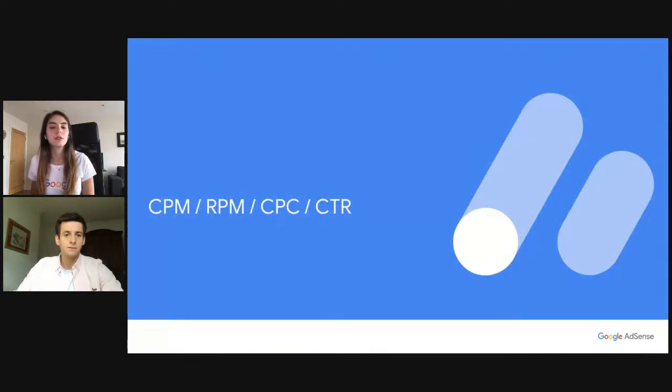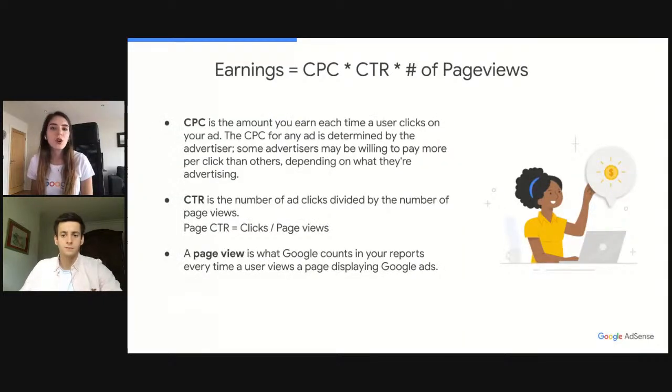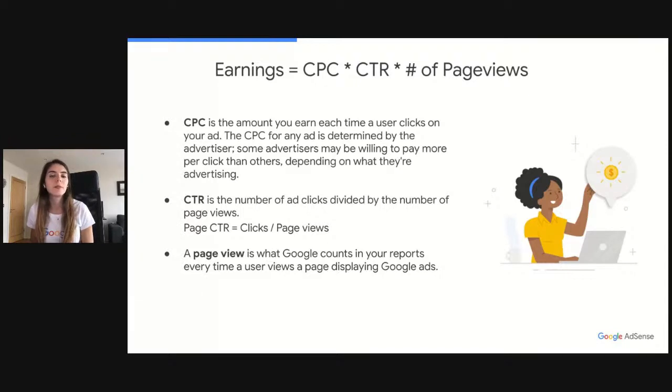So let's get to the first part and explain the metrics. So earnings are calculated in a way that we consider CPC, which stands for cost per click, times CTR, click-through rate, times number of page views. So this is the magic formula. CPC is the amount you earn each time a user clicks on your ad. The CPC, cost per click, for any ad is determined by the advertiser. Some advertisers may be willing to pay more per click than others, depending on what they're advertising.